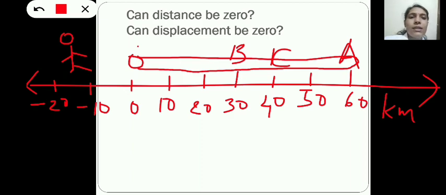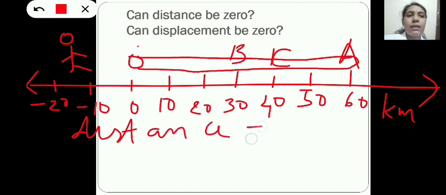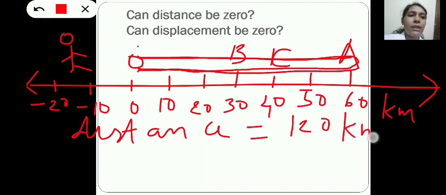Thus what is the total distance covered by Ramu in his journey? Let's find out the distance first. Distance is OA plus AO. OA is 60 kilometer. Then again he travels back through the same straight line path and travels the same distance. So AO is again 60 kilometer. So the total distance is 60 plus 60, that is 120 kilometer.